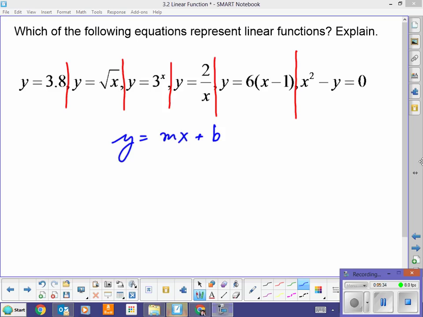Can we rule any of these out right away? Well, I'm going to start over here. X squared. We can rule out x squared because there's no square. This x is not squared. So x squared, no, that's not going to be linear. As a matter of fact, later on in the year, we'll deal with those and we'll call those quadratics. But for right now, no.